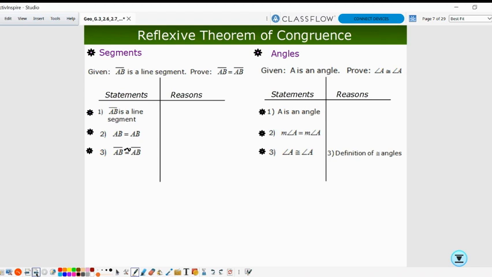To take a look at the reflexive theorem and to show you the proof for that, we start off with our given statement, and we say AB is equal to AB. That's your reflexive property of equality. And we're going from equal to congruence, and that's using the definition of congruent segments. Similar for angles.